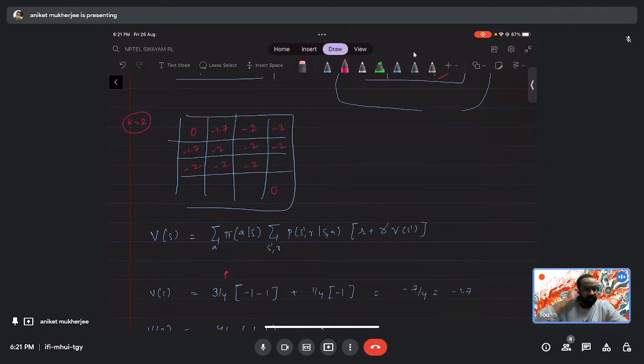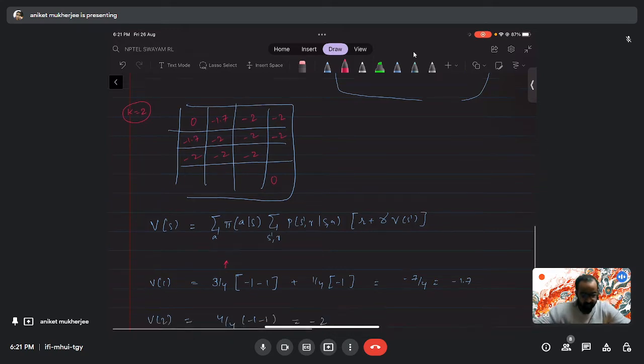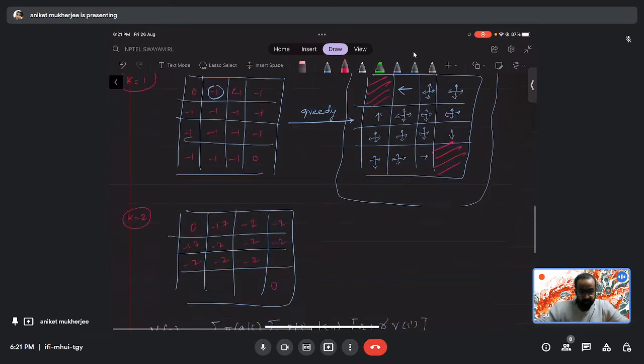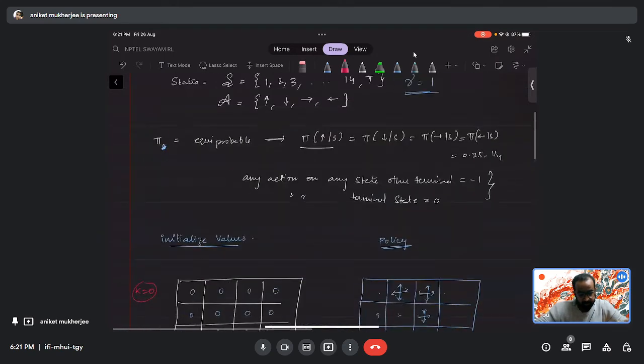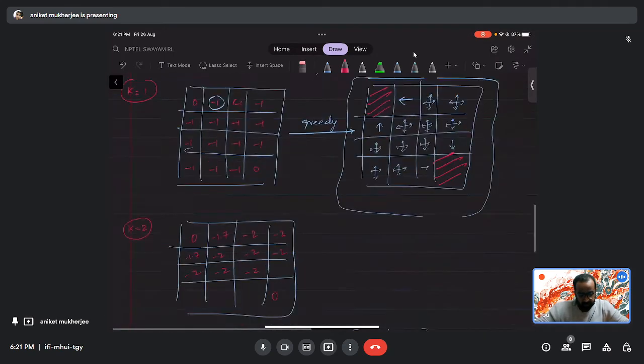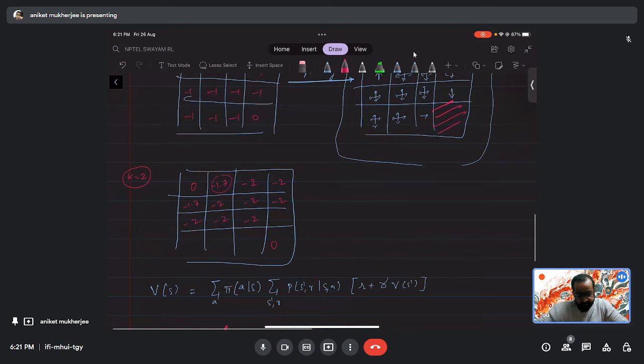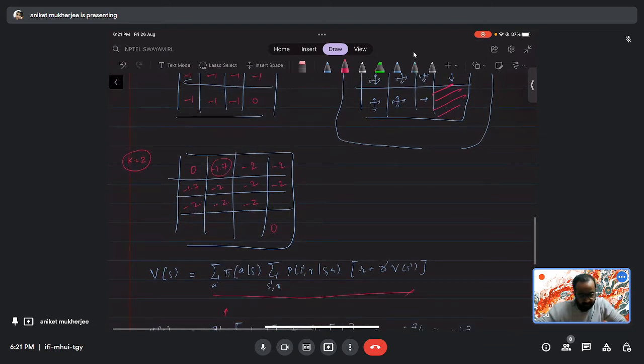Can you explain V1 once more? Yeah, sure. So you're calculating V1, the value of this state, using this formula. Now my policy is that in any given state, the probability of taking an action is 1 by 4. So I can go up, left, right, or down. All those actions have probability 1 by 4.